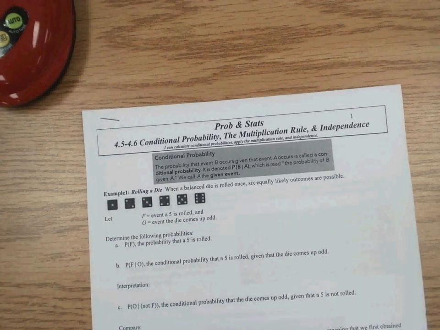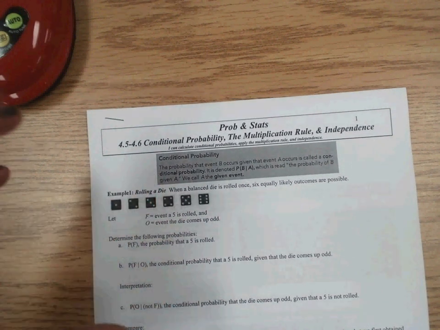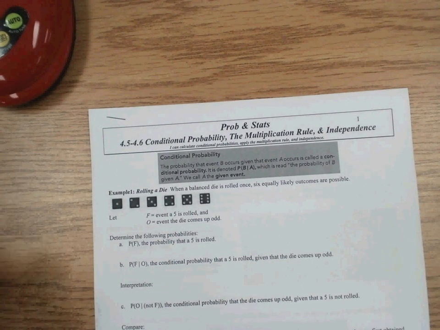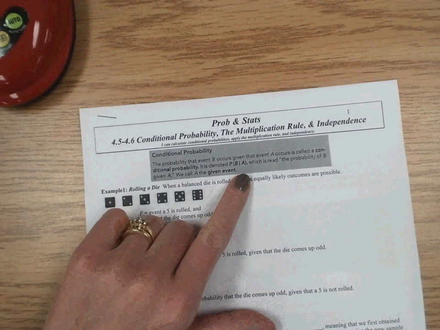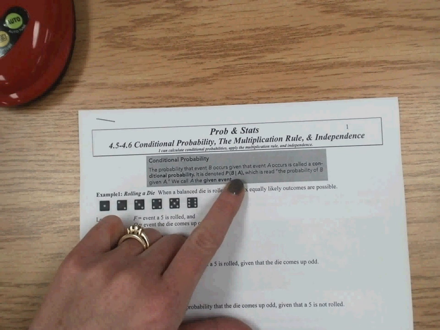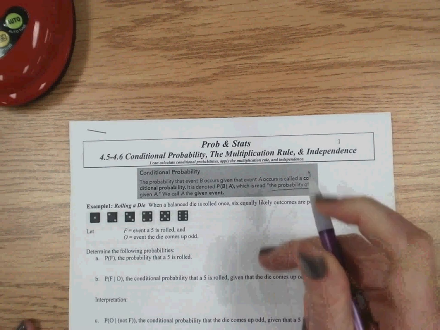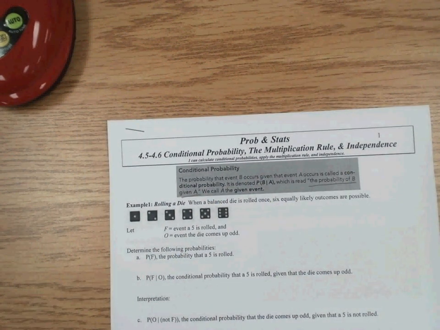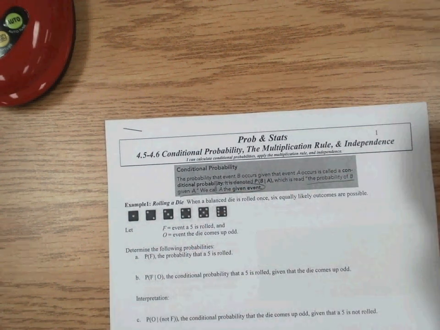So starting off with conditional probability, the probability that event B occurs given that event A occurs is called a conditional probability. It is denoted like this: the probability of B given A. As a reminder, we read this as the probability of B given A. We also call A the given event. A is the given event.